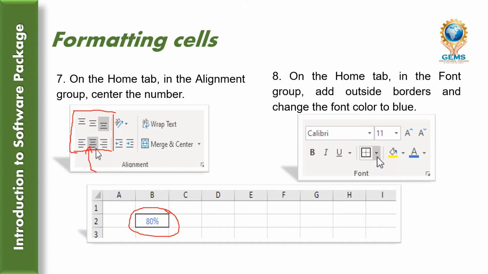Here on the Home tab, in the Font group, if you want to change the font, you can add the outside borders and change the font color. All of this comes under the Home tab Font group. So you can use it for formatting cells: the name of the font, the size, the color and the borders.